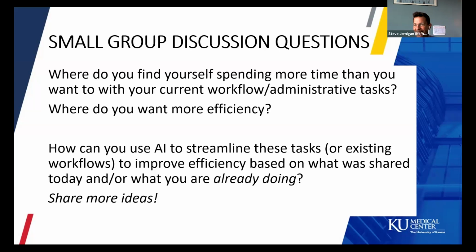So that is all I had to present. I think I'm really close to that 20 minutes. The small group discussion questions are, where do you find yourself spending more time than you want to with your current workflow and administrative tasks? That's a question I've asked of myself to think about how I can start using AI. Where do you want more efficiency? And the second one is, how can you use AI to streamline those tasks?